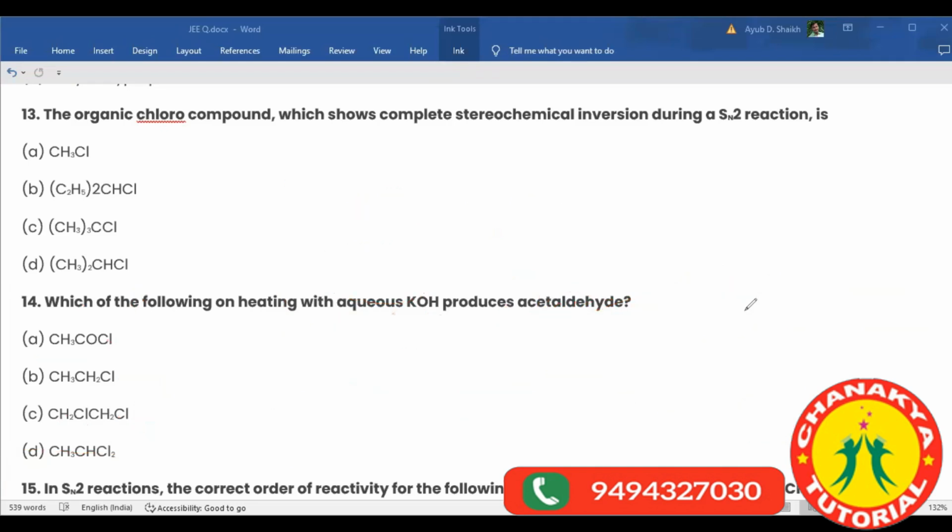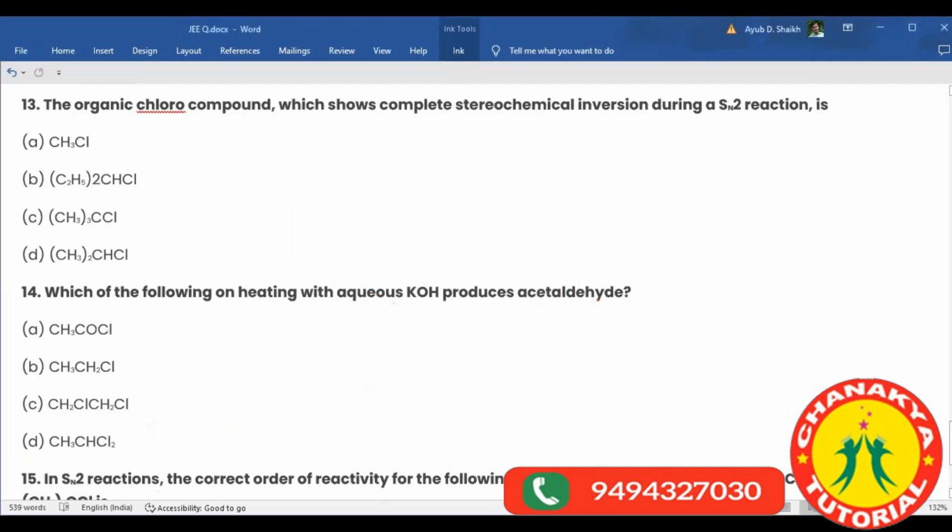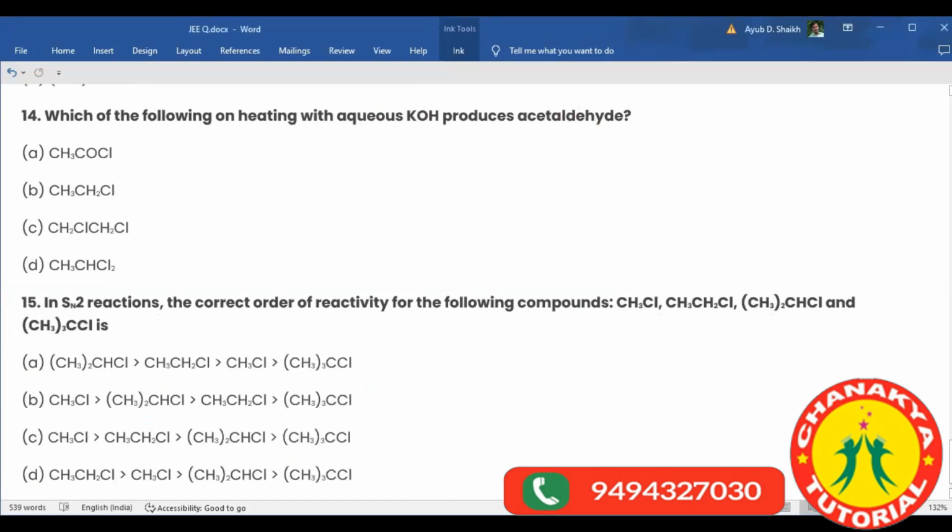Fine. Now check the next 15th question. I think it would be the last question. Actually, I wanted to explain to you one more topic, electrophilic substitution and nucleophilic substitution. But I think time will not permit us. I'll try to complete. Let's see.